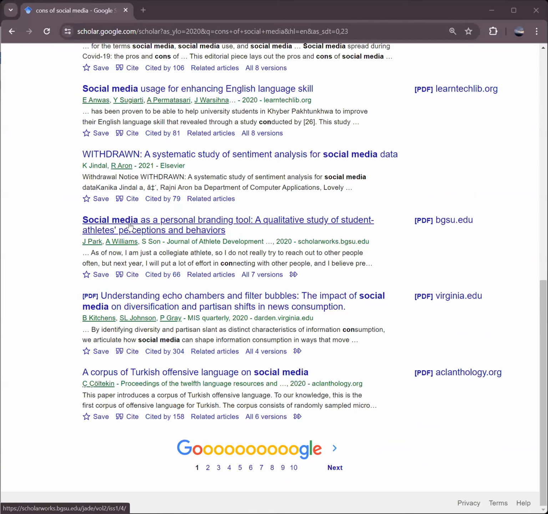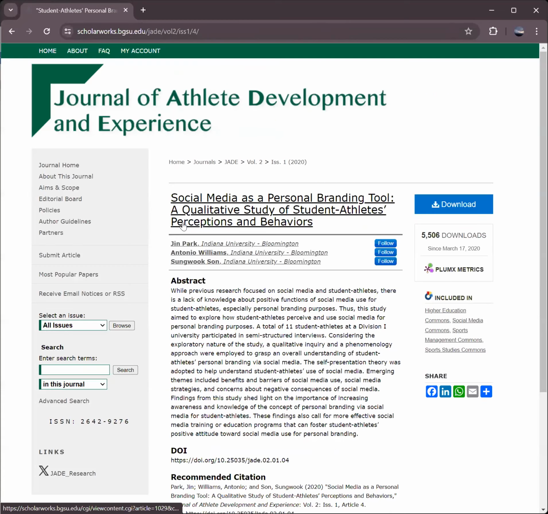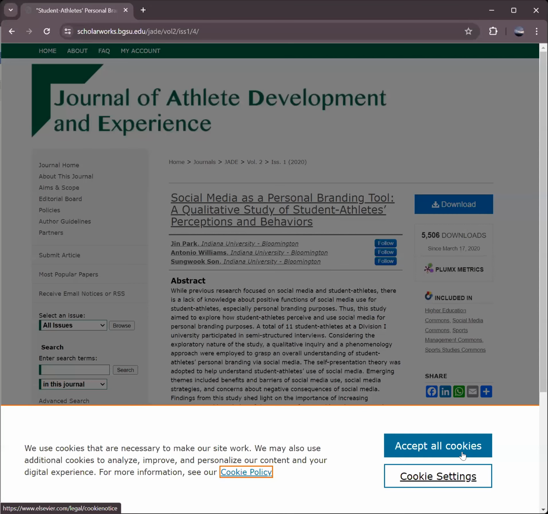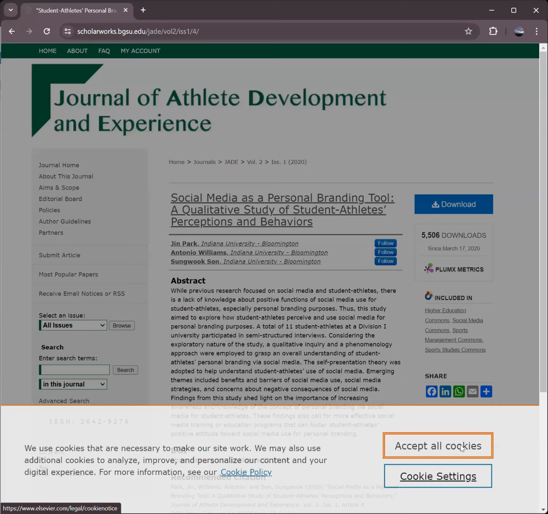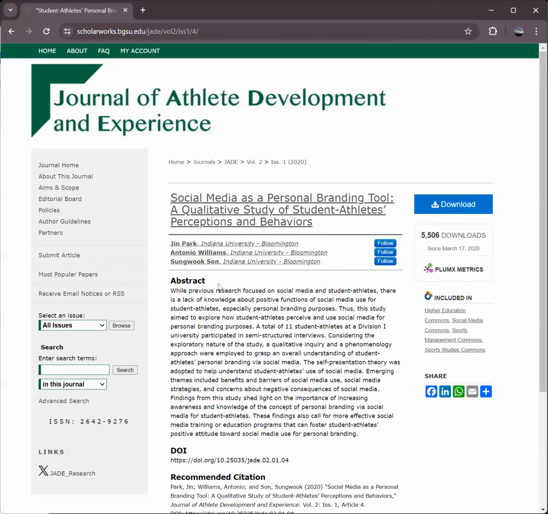This one, social media is a personal branding tool, a qualitative study of student athletes' perceptions and behaviors. I love this one because I also will have students who are writing about whether or not college athletes should be paid and should be able to do a lot of personal branding, all kinds of good stuff.